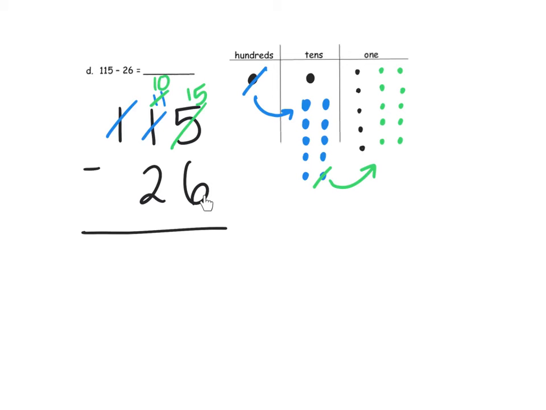So I'm going to take away 6 ones from the 15. 1, 2, 3, 4, 5, 6. That leaves me with 1, 2, 3, 4, 5, 6, 7, 8, 9 ones. Okay, then I'm going to take away 2 from my tens. 1, 2. That leaves me over here with 1, 2, 3, 4, 5, 6, 7, 8 tens.